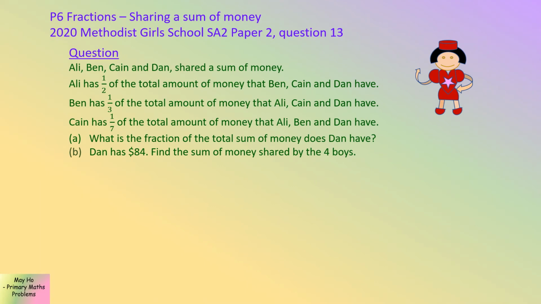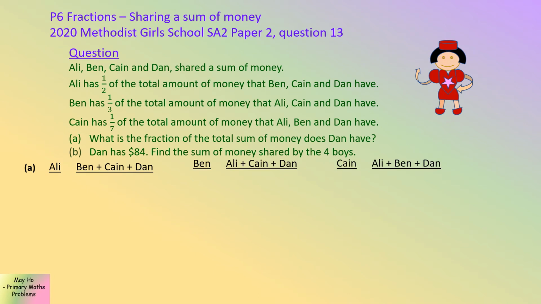Let's try to solve the question now. Part A. Now, as you know, the question given is in fractions, right? From fractions, we can convert it to ratio and solve in ratio. So let's look at the second statement. Ali has half of the total amount of money that Ben, Ken and Dan have. That means Ali will have 1 unit, the other 3 boys 2 units.